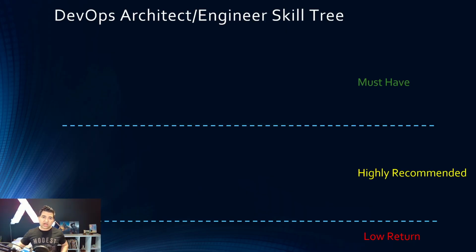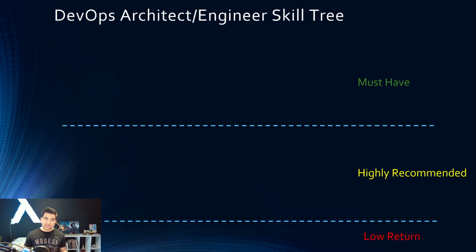So let's talk about what things should you learn as a DevOps architect or engineer. I divided the topics into 3 broad categories. The first category is must-have. If you are going for a DevOps interview or you started working in a DevOps real-world project, you must know this topic. The second category is highly recommended. So if you learn these topics, it increases your chance of getting the job, and it kind of separates you from the other folks. The last category is low return, where these topics you will probably not be asked in an interview, and they are not broadly used in every project.